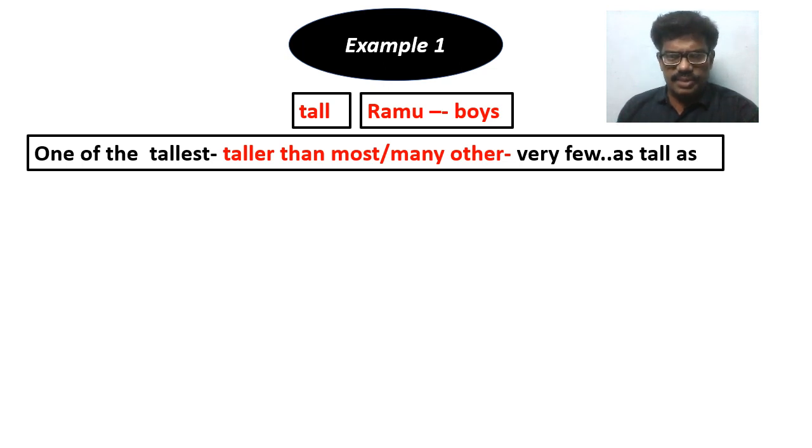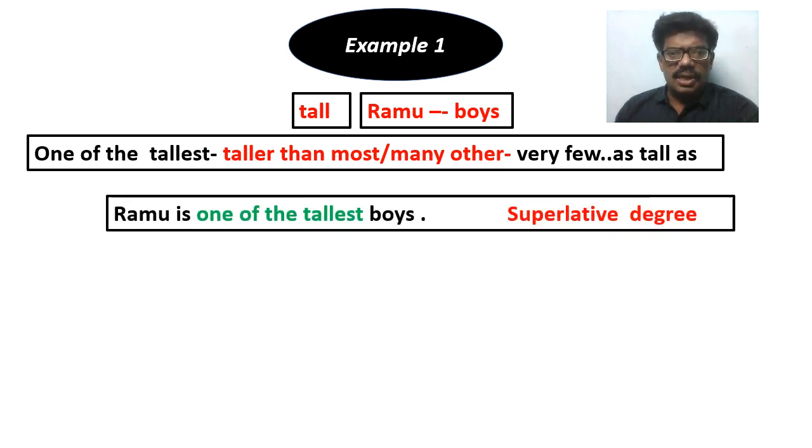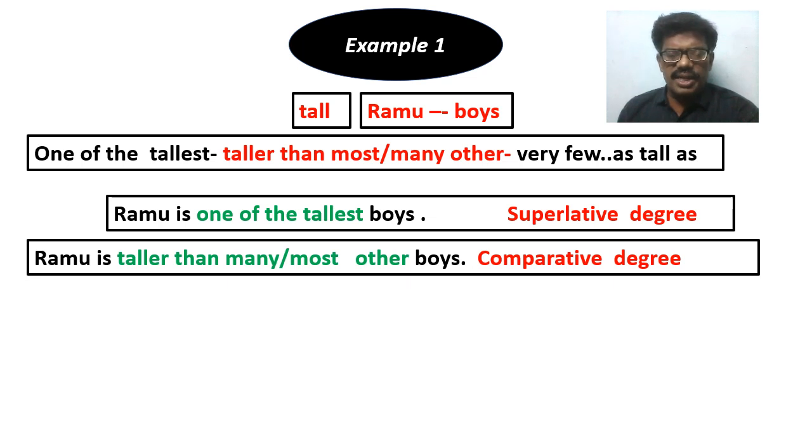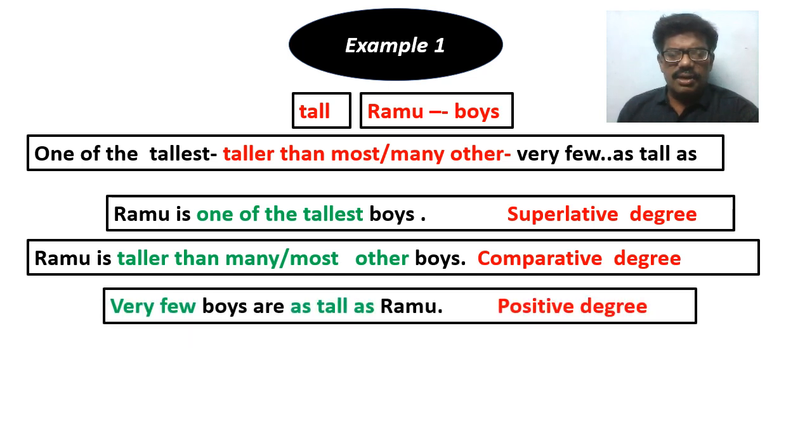Here we make use of the expressions one of the tallest for superlative degree, taller than most or many other for comparative degree, very few as tall as for positive degree. Now look at the structures in type 2. Ramu is one of the tallest boys, superlative degree. Ramu is taller than many other or most other boys, comparative degree. Very few boys are as tall as Ramu will be the positive degree.